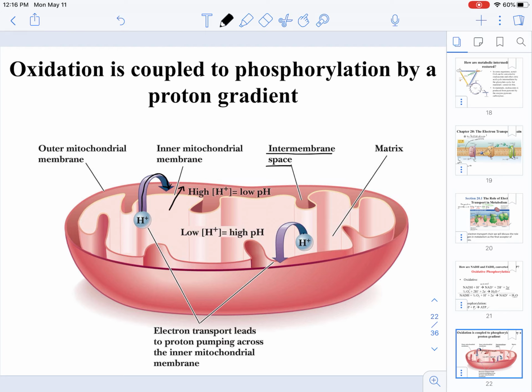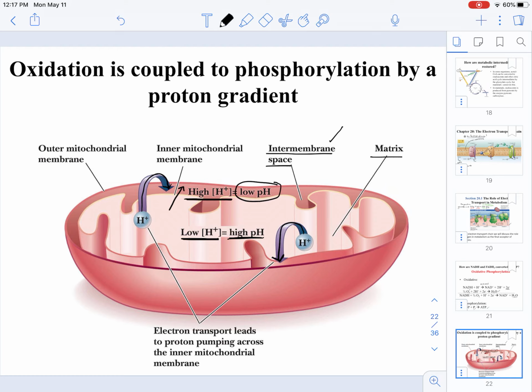So that's what these arrows in purple are illustrating. Okay, when that occurs, understand that we're going to have a high concentration of H plus in the intermembrane space of the mitochondria, which means that it's going to be low pH. As a result, we are going to have a high pH in the matrix of the mitochondria because we will have a low concentration of H plus.